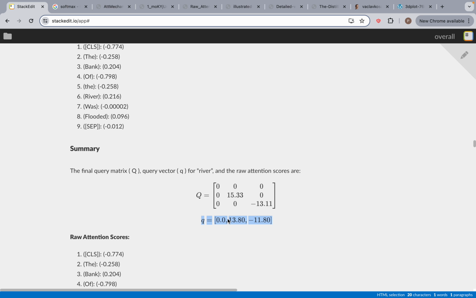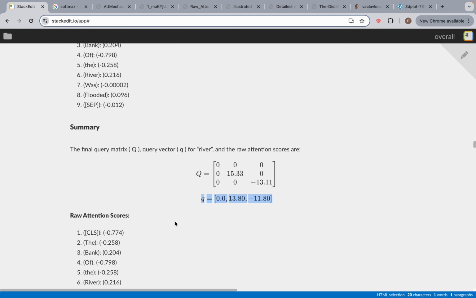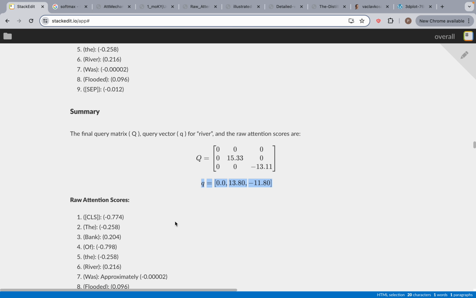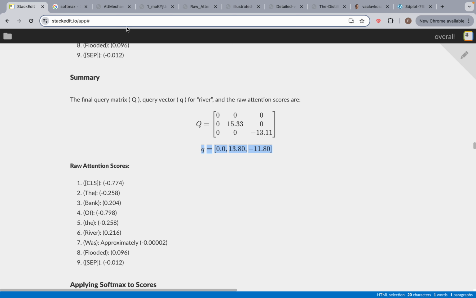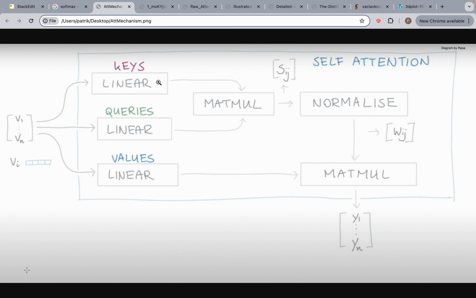So when the model is focusing on the word river, it's going to learn it by using the query vector of river, and it's going to be multiplying it with the key vector of the other words in the sentence. Okay? And if we come back over here, this is where we're at. We had the query vector of river, and we multiplied it with the key vector of every other word in the sentence, and that gave us raw attention scores. So we're right over here at this matrix multiplication.